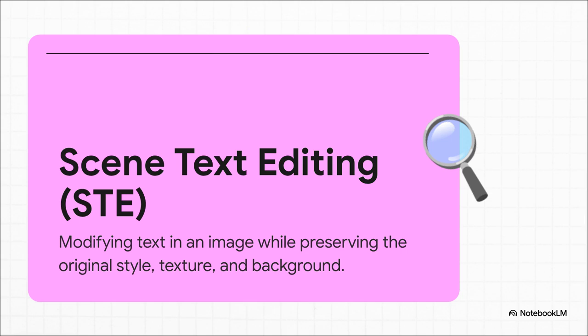The official name for this is Scene Text Editing, or STE. And the key thing to get here is that it's so much more than just swapping out letters in a Word doc. We're talking about digital magic, really, making an edit so clean it's completely and utterly undetectable. And that, it turns out, is an incredibly difficult problem for an AI to solve.